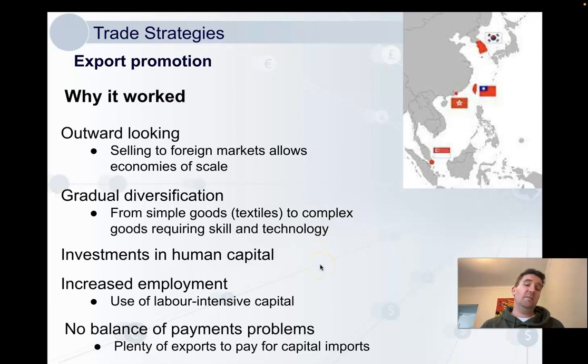And they didn't have balance of payments problems because they were exporting so much that the export revenue paid for the capital imports. So they might have had to import machinery and technology, especially early on.